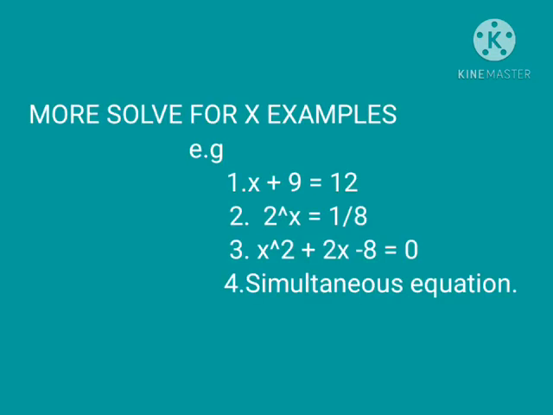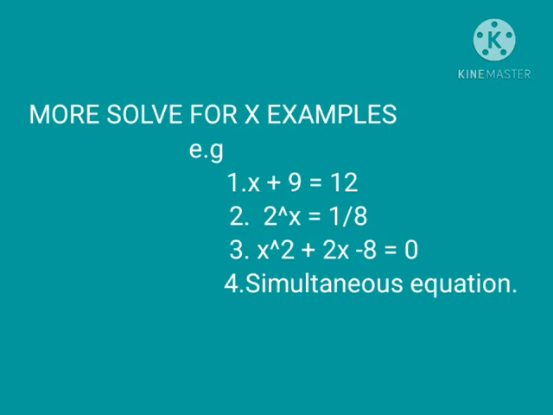More solve for x examples. The first one, x plus 9 equal to 12. This one, as I have explained, is the simplest of them all. x plus 9 equal to 12. You add minus 9 to both sides and you will get the answer.